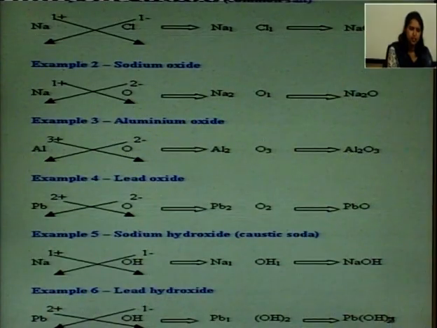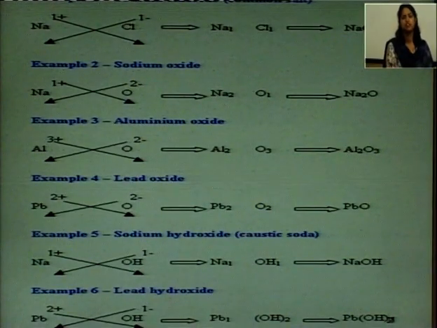Then aluminium oxide. The valency of aluminium is 3 plus and oxygen is having valency 2 negative. Avoid the sign and then crisscross the valencies. What does it become? That is Al2O3. So, there is no common factor. So, the formula becomes Al2O3.